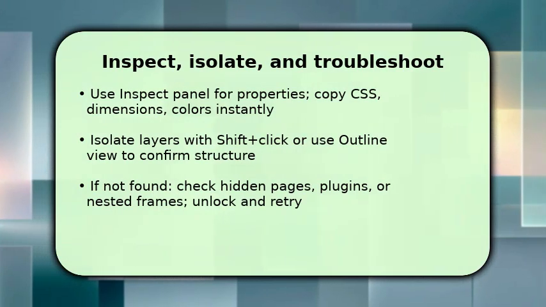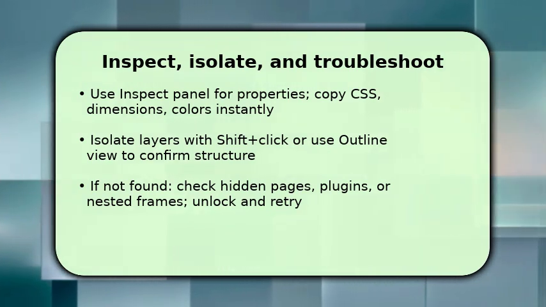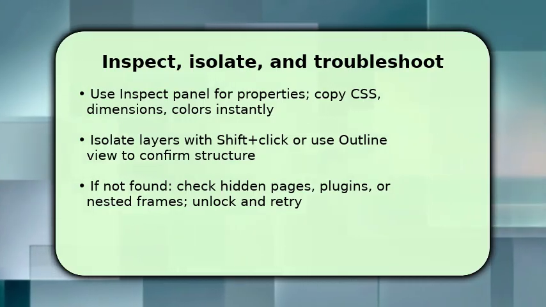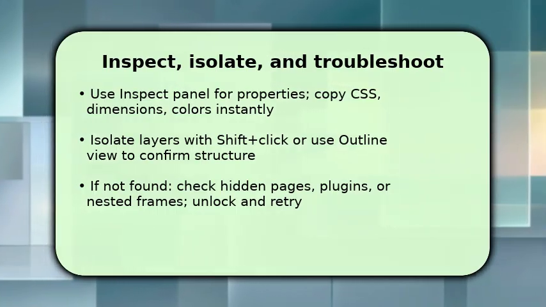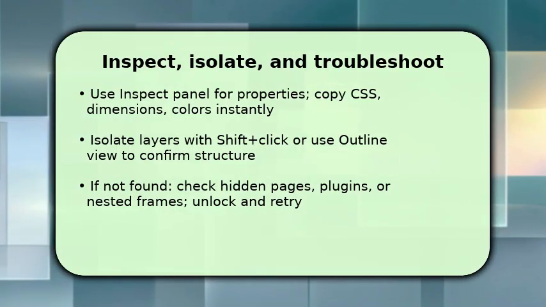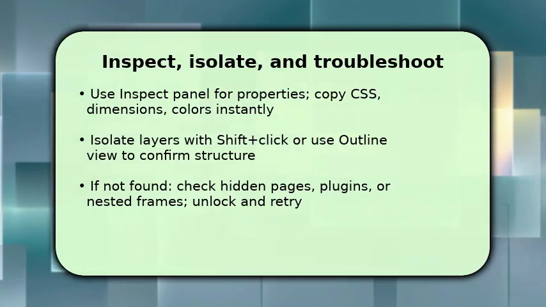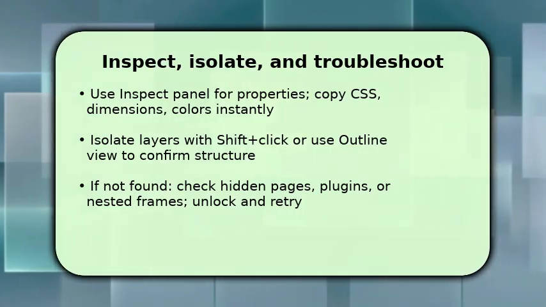Finish by inspecting and isolating the element to confirm it's the one you need. Open the Inspect pane to read properties and copy styles or specs. This explains how it's constructed. Isolate the layer with Shift plus click or switch to Outline View to see nesting and parents. If you still can't find it, make sure you checked Other pages, Hidden frames, or Plugin provided layers. Unlock any locked parents and rerun the search. This troubleshooting step fixes the common invisible or nested issues fast.